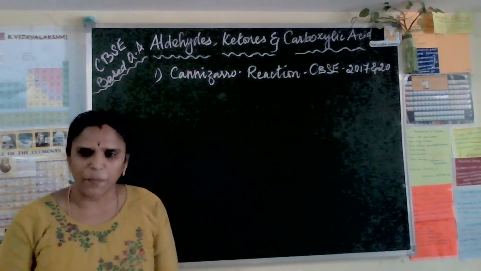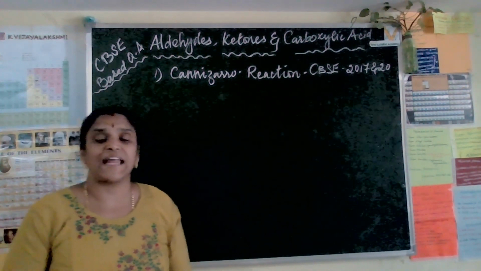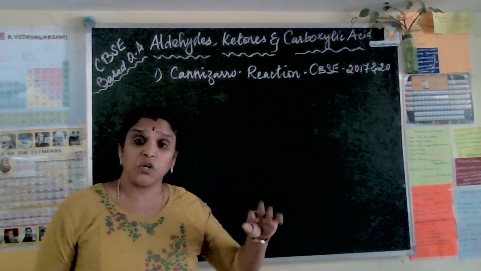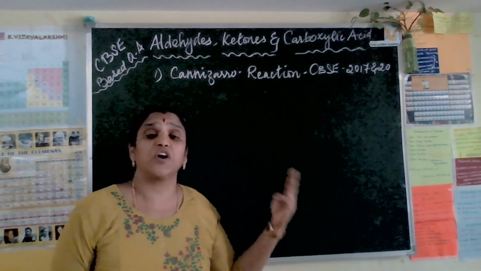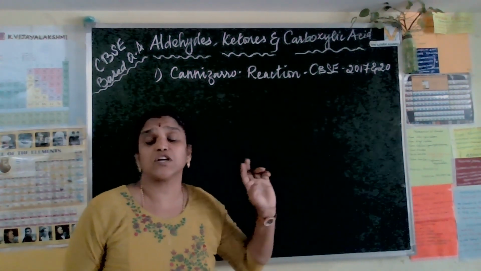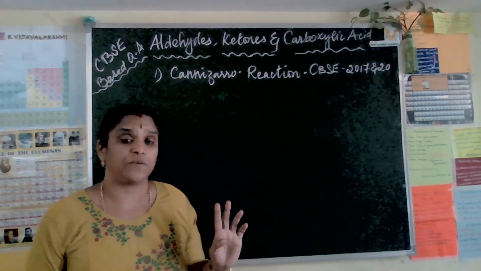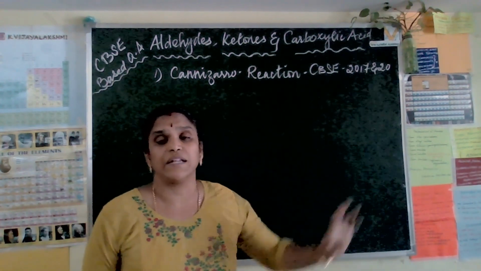We are following important questions. Today's important question starts with the Cannizzaro reaction. You know what it is, the Cannizzaro reaction? Two molecules of aldehyde which do not have alpha hydrogen combine in the presence of concentrated alkali, that means sodium hydroxide or potassium hydroxide, while heating, and you will get the related salt as well as alcohol.